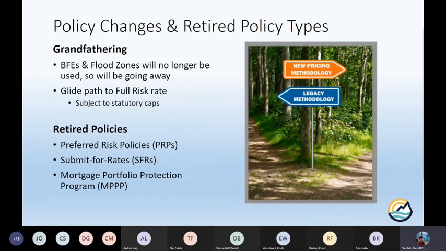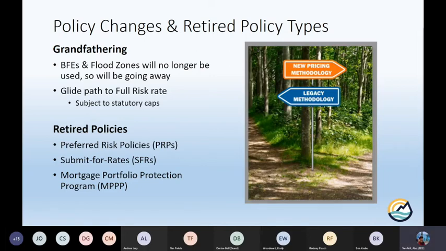And then the MPPP, the Mortgage Portfolio Protection Program, there's only like 100 of those nationwide. So FEMA is basically just doing away with that. They're transitioning everything over to the new policy type where you're going to be paying full risk.